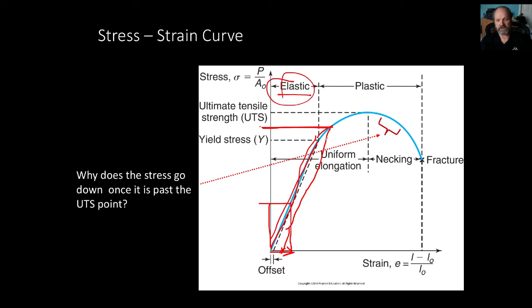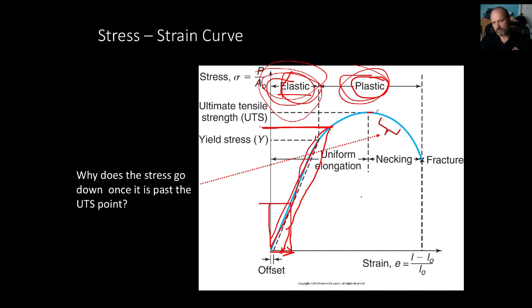Once it starts changing shape permanently, we call that plastic deformation. This is elastic deformation. Elastic means you can go back. Plastic means it doesn't go back to its original shape. So study this graph. This is real important.